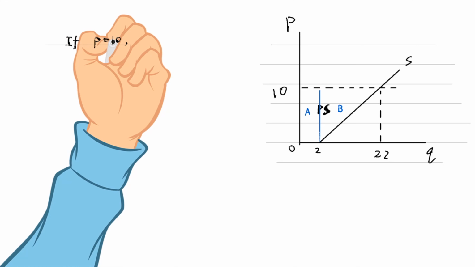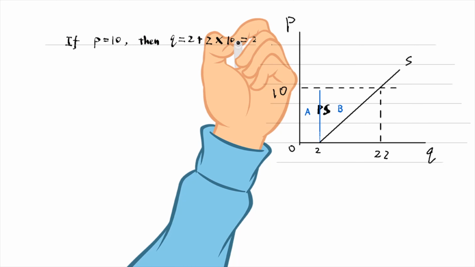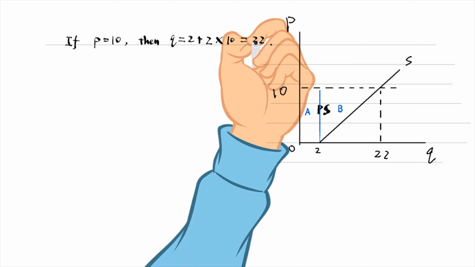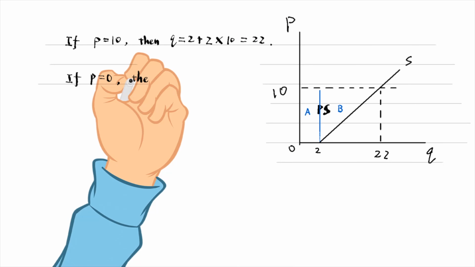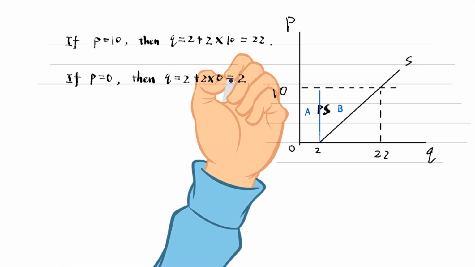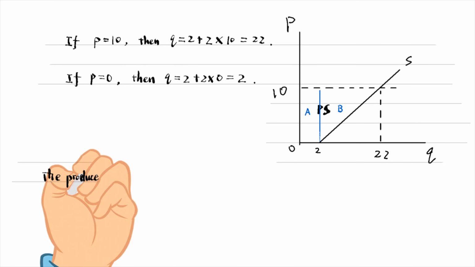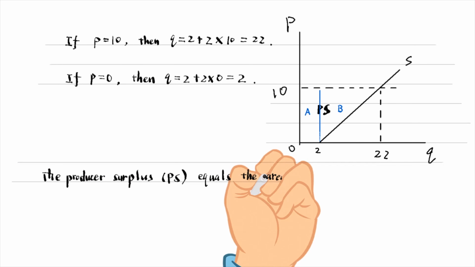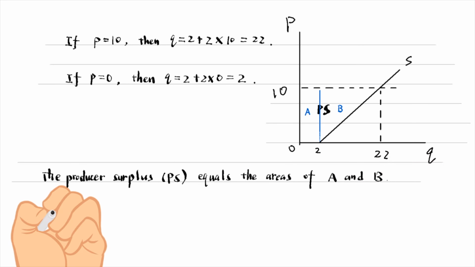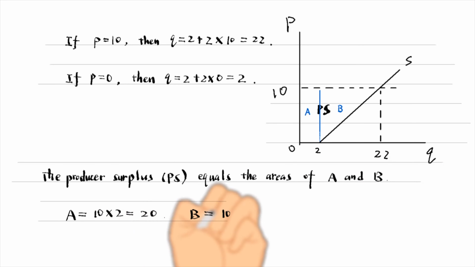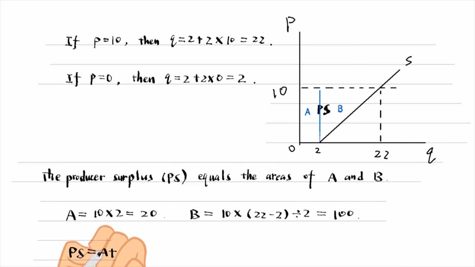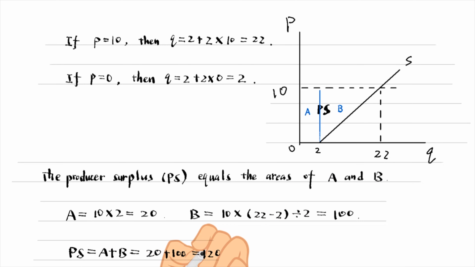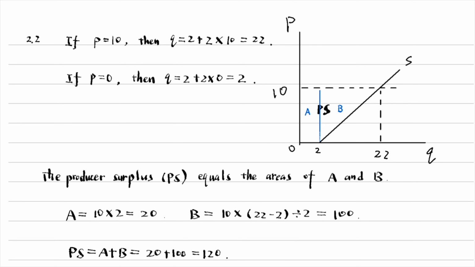If the market price is 10, then the quantity produced is 22 units. We can also find the quantity if the price is 0. It is 2 units. The producer surplus is the area of A plus B in the graph. A is a rectangle and B is a triangle. The producer surplus is the sum of A and B, which is 120.